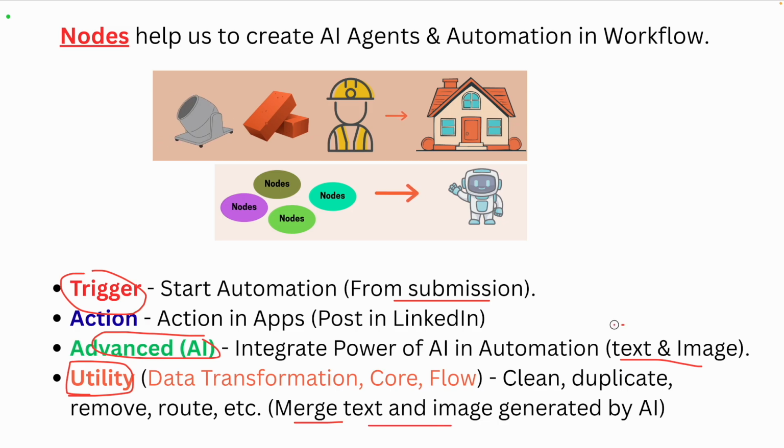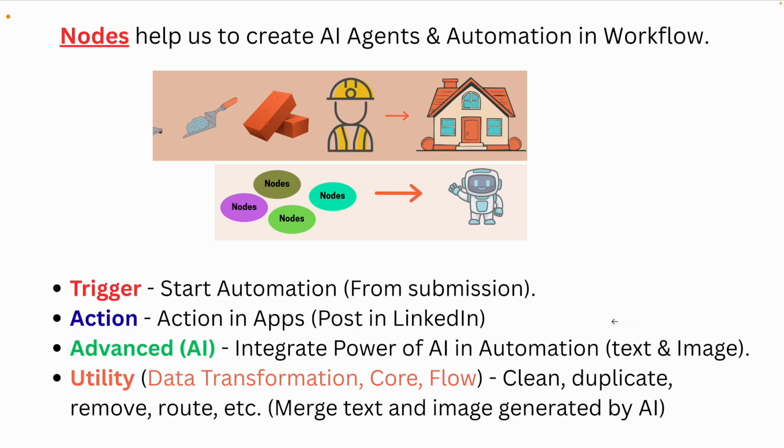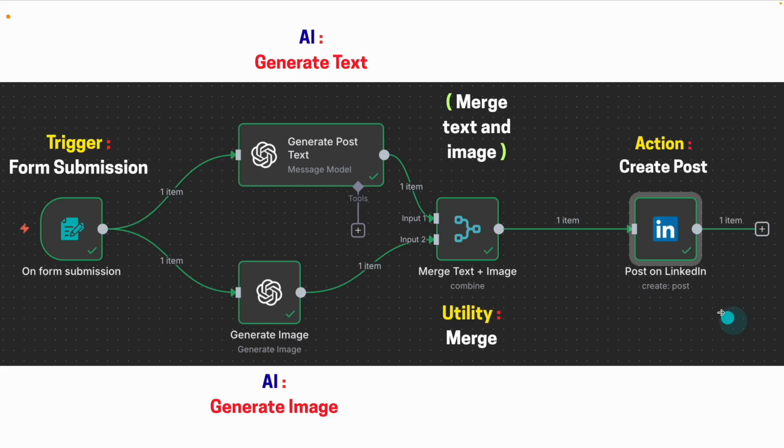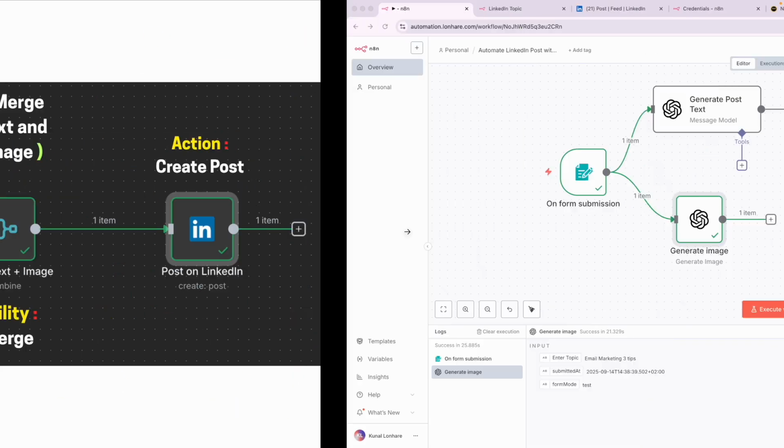Whatever image and text has been generated by AI, we are going to merge them into one. Let me show you: this text and this image will both combine inside this node, and we will get the complete one post. Assume it as one post which we can post directly to LinkedIn. So that is what we are going to do now.